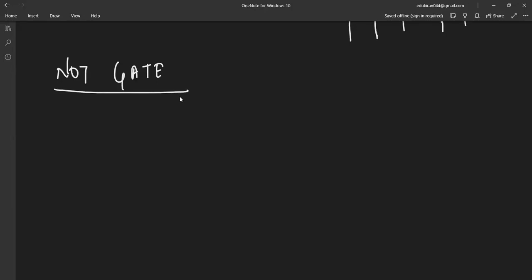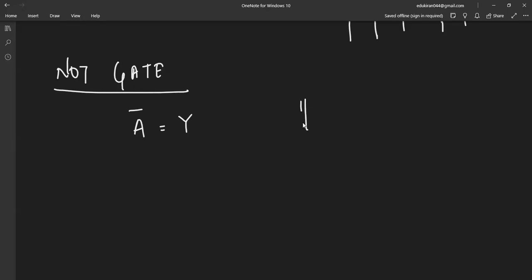NOT gate. All right. So the NOT gate basically says that A bar is equal to Y. Now understand, it is just an operation, like A plus B and A multiplied by B was. This is the simplest gate. It means if you give high input, you get low output. If you give low input, output is high.